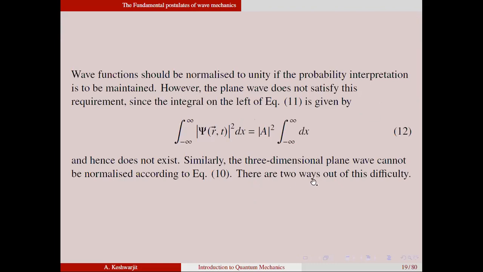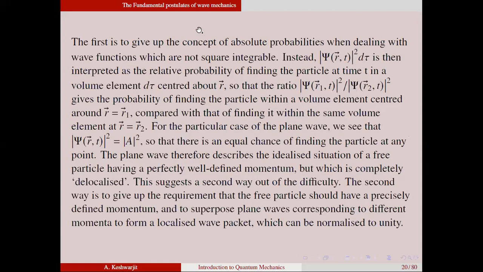So there are two ways out of this difficulty. What have we just seen? We have just seen that a plane wave cannot be normalized. So what are the two ways out of this difficulty? Let us discuss them one by one. The first is to give up the concept of absolute probabilities when dealing with wave functions which are not square integrable. Instead, mod psi square d tau is then interpreted as the relative probability of finding the particle at time t in a volume element d tau centered about the position vector r.